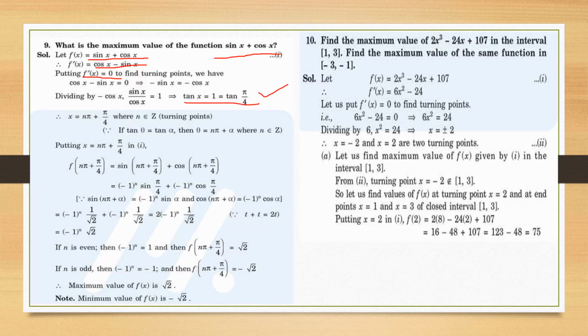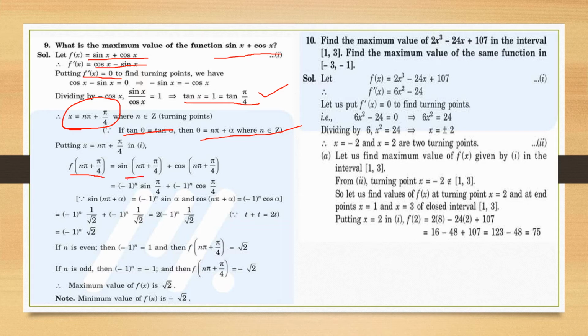Now here, since no interval is defined, I will take the value of x as n pi plus pi by 4. We know that when tan theta equals tan alpha, then theta is n pi plus alpha, where n belongs to Z, as it's a general result. So what is f of n pi plus pi by 4?